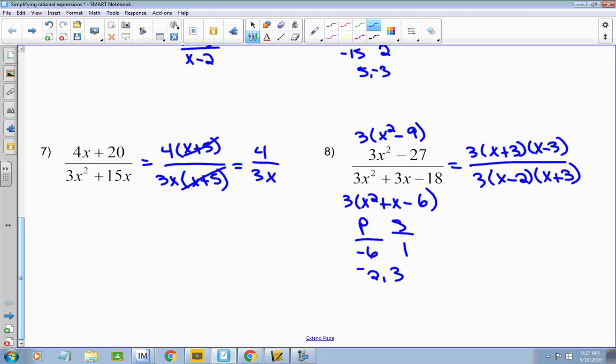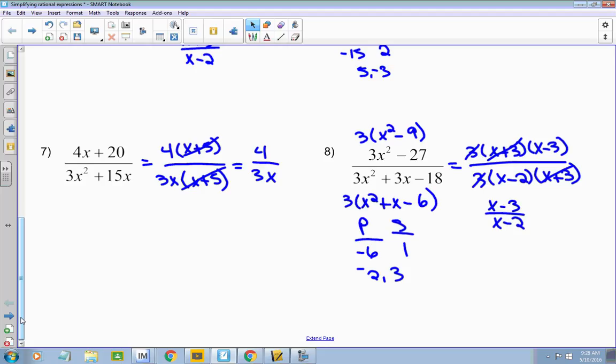Okay, so can anything cancel? The x plus 3's cancel. Anything else? The 3's cancel. And so I'm left with x minus 3 over x minus 2. Can I do anything with that? No.